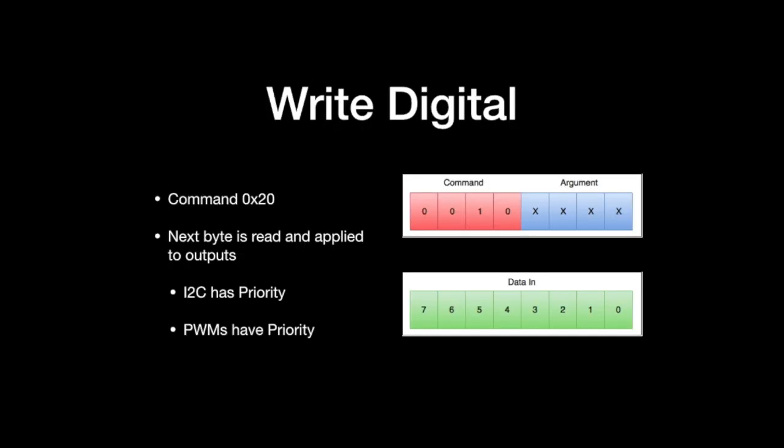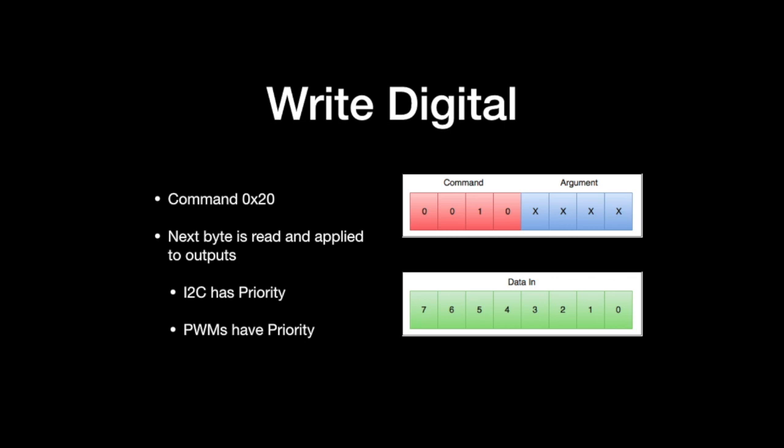First basic command, write digital. This command is typically written 0x20, or hexadecimal 20. After the command is given, the Quiet will take the next byte it receives and write it to the digital outputs. Boom! Nice, simple, complete, easy.